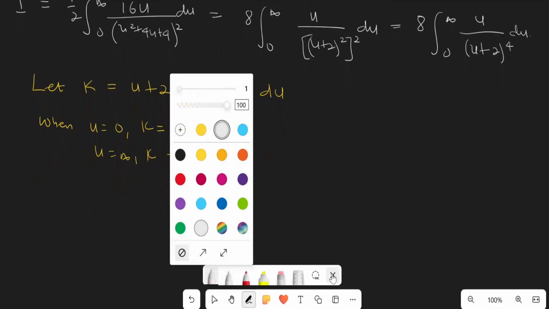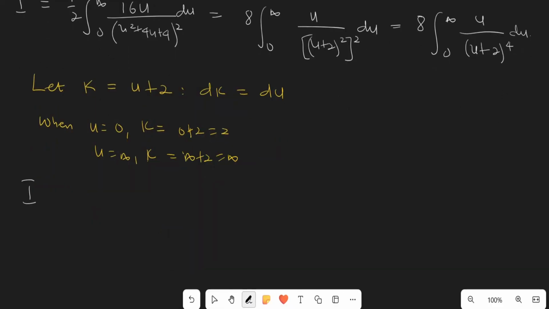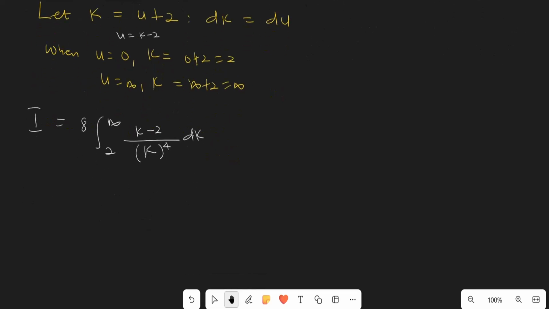Now we can take our integral from the u world into the k world. So I is going to be 8 times the integral from 2 now to infinity of u. Well, what is u? U here can be expressed as k minus 2. That is from our k substitution. So that is going to be k minus 2, divided by u plus 2 is k, that is k raised to the power 4. And du is the same as dk.